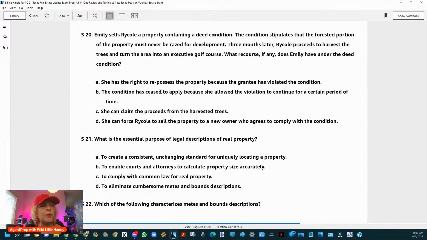A, she has the right to repossess the property because the grantee has violated the condition. B, the condition has ceased to apply because she allowed the violation to continue for a certain period of time. C, she can claim the proceeds from the harvested trees. Or D, she can force Rycole to sell the property to a new owner who agrees to comply with the condition. So what happens when there are conditions set? Somebody sells a property with a condition or conveys title, donates it, but they say you have to use it only for this purpose.